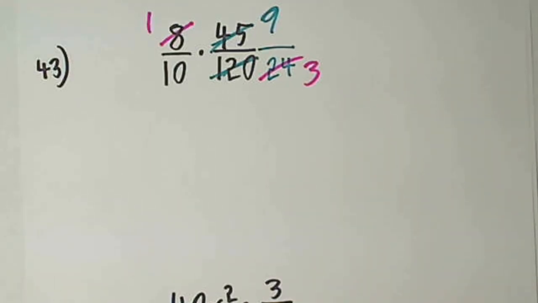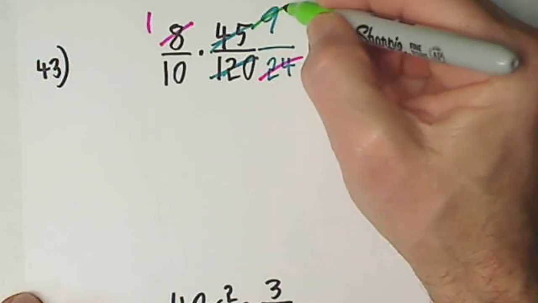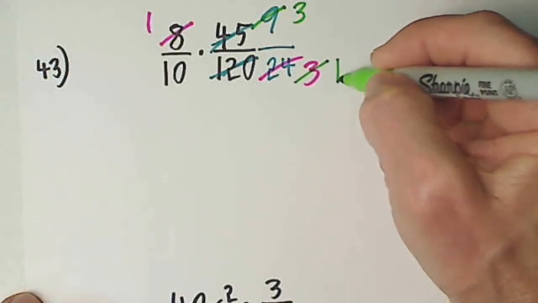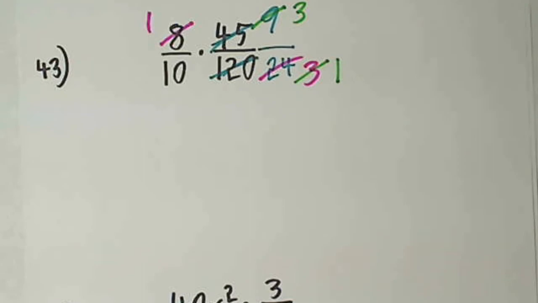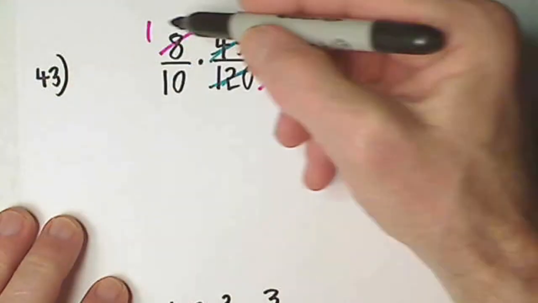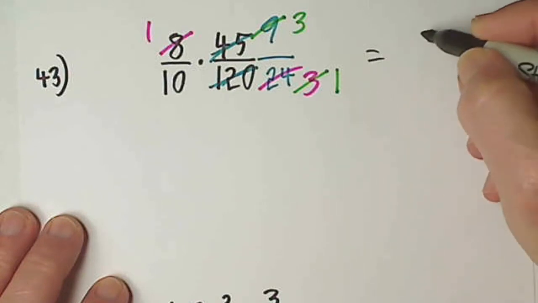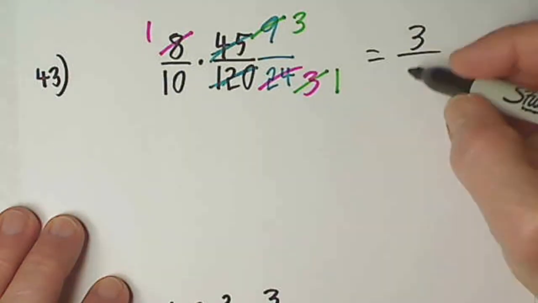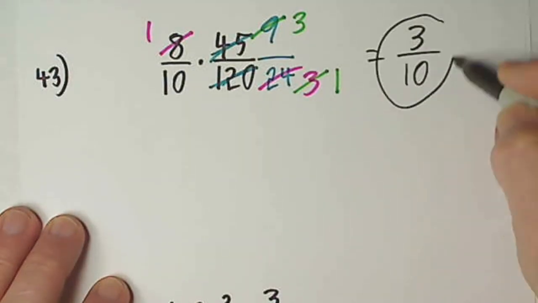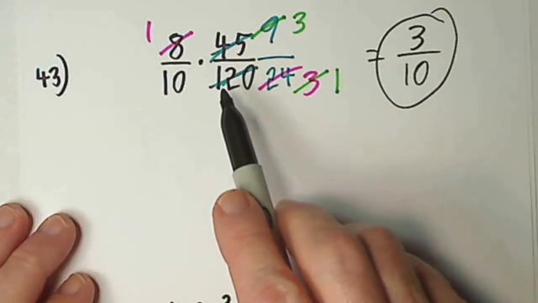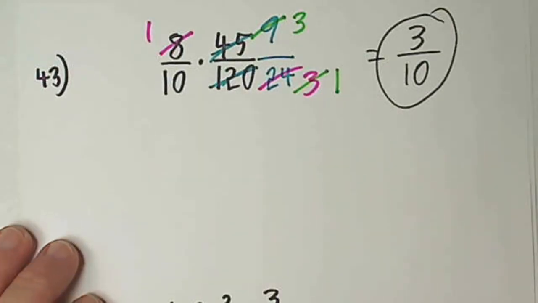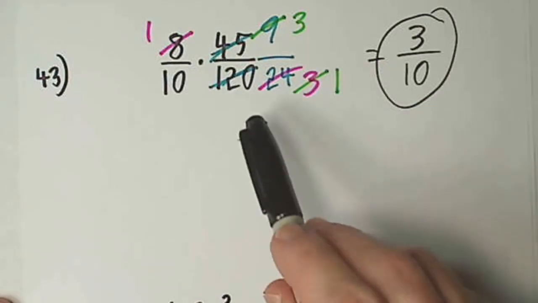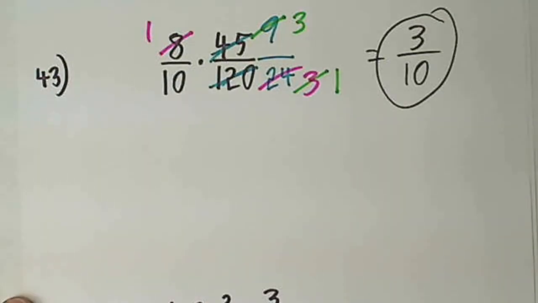And then 3 goes into 9 3 times. 3 goes into 3 1 time. And what is left standing? You multiply straight across. 1 times 3 is 3. 10 times 1 is 10. So 8 tenths times 45 120ths is 3 tenths. All right. I strongly encourage you to get comfortable with canceling, and there's certainly many other ways you could have gone about doing that. Okay.